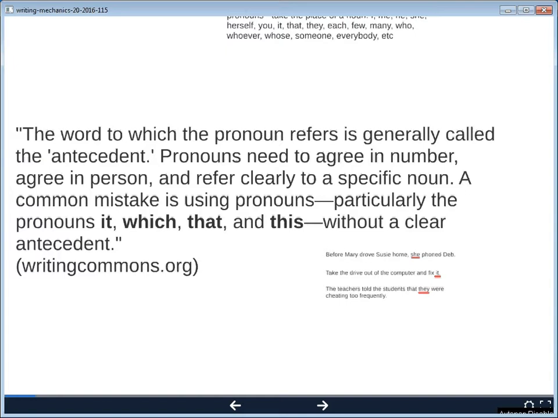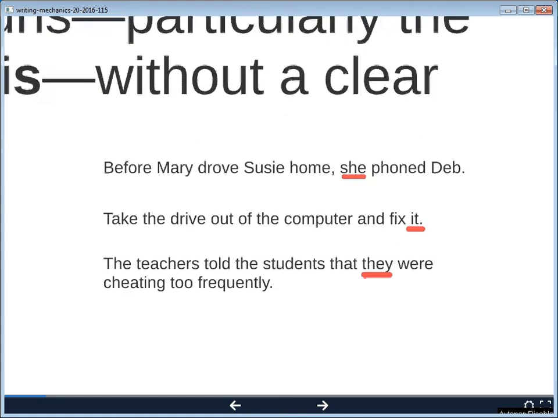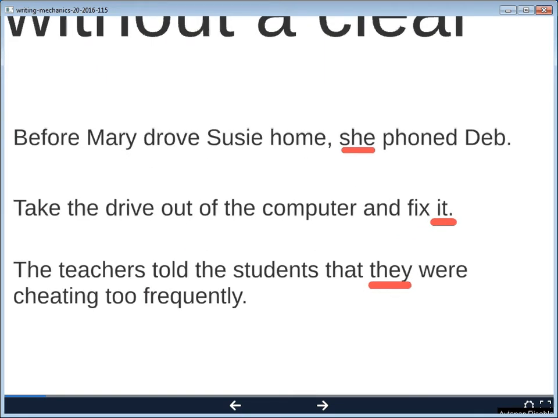A common mistake is using pronouns, particularly the pronouns it, which, that, and this, without a clear antecedent. We get lost. What does it refer to? Who is he? Who is she? What is that? So for example, the first sentence: before Mary drove Susie home, she phoned Deb. Who is doing the phoning in this case? Who phoned Deb? It could be either Mary or Susie. We don't know because the she could refer back to either of those people in the first part of the sentence.